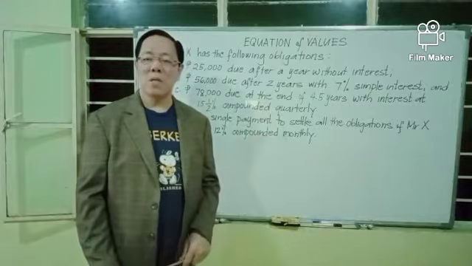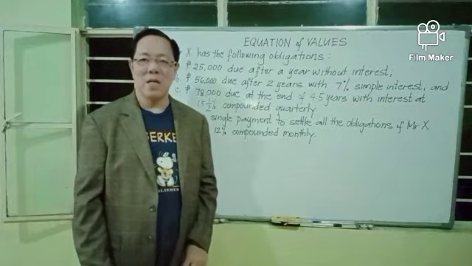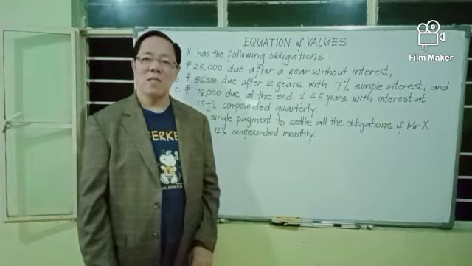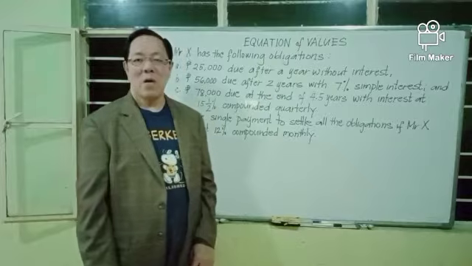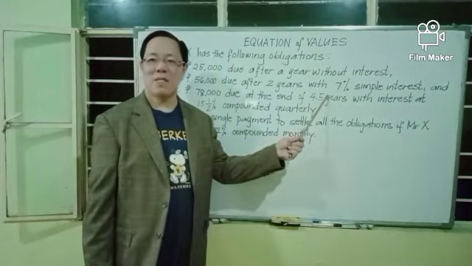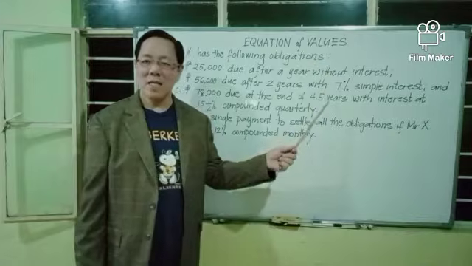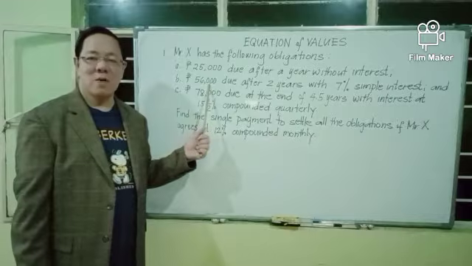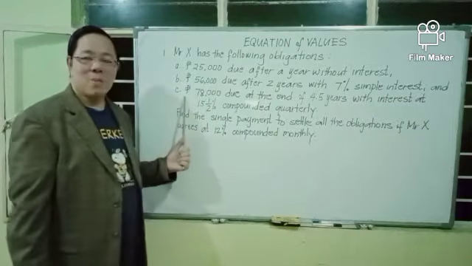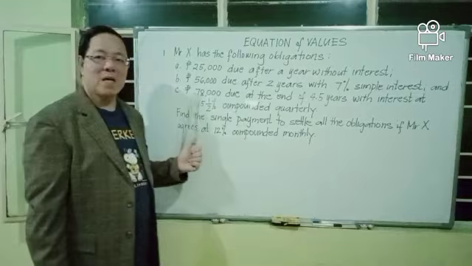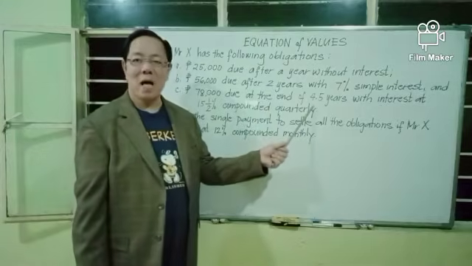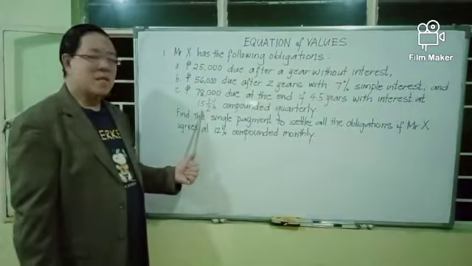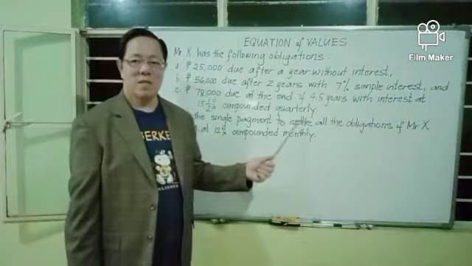2 years using the formula for accumulated value at simple interest rate, which is given by capital A equals P times quantity 1 plus i t, where the small i is the simple interest rate, 7% in decimal, t is 2 years, and capital P, the principal, is 56,000 pesos. The third obligation of Mr. X is 78,000 pesos due at the end of 4.5 years with interest at 15.5% compounded quarterly.